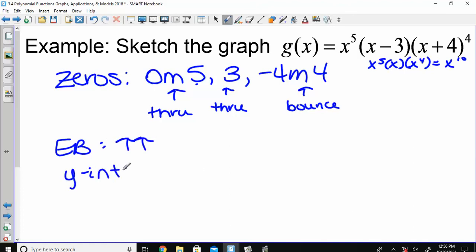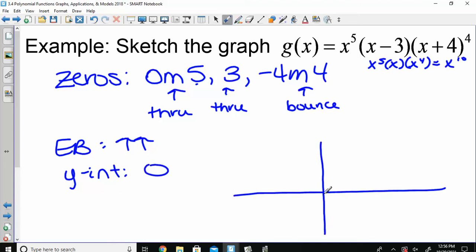Y-intercept. If you plug in 0 for all of your x's, you get 0. We hit our x-axis at 0, 3, -4. Y-axis at 0. Both ends should be pointing up. Hit my x-axis, and this is the one that says bounce. So you gotta come back up. At 0 we go through, and at 3 we go through.